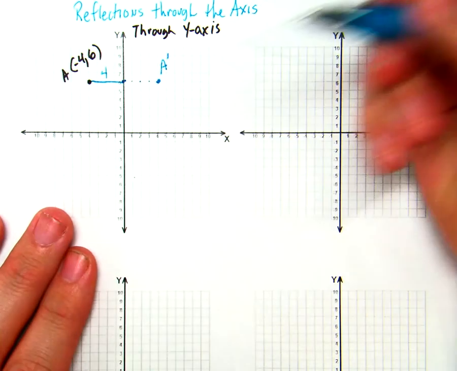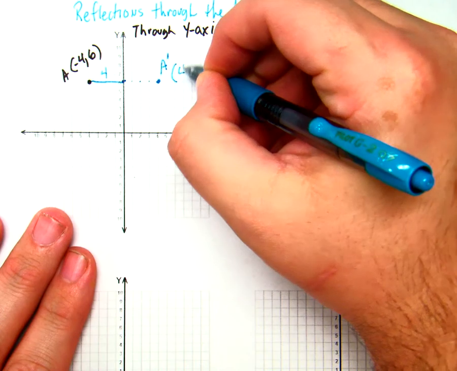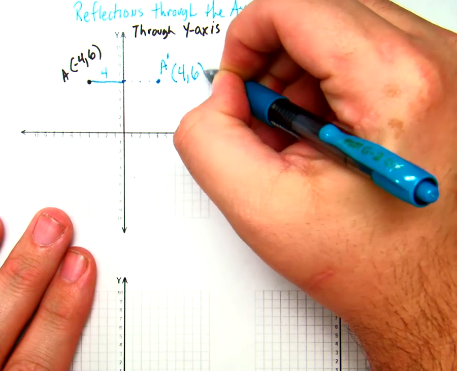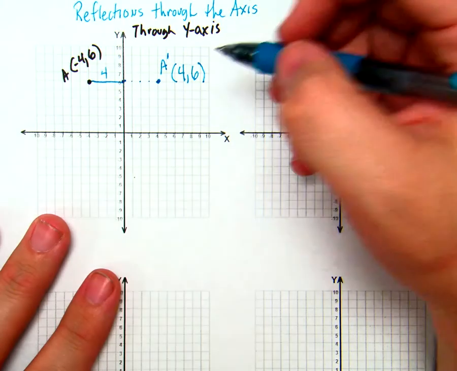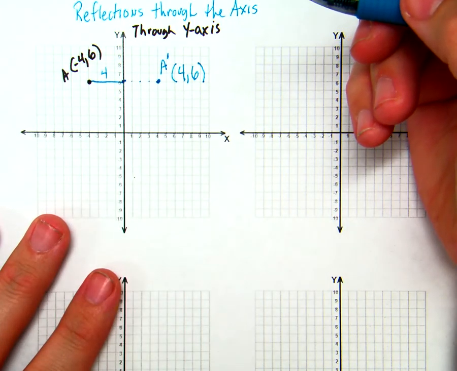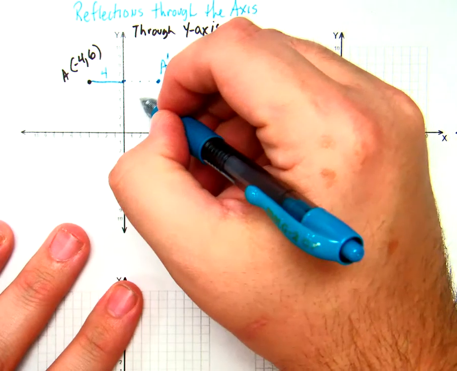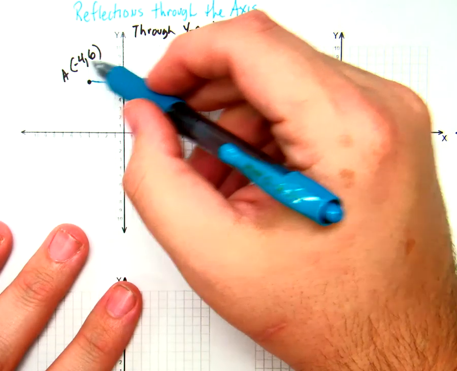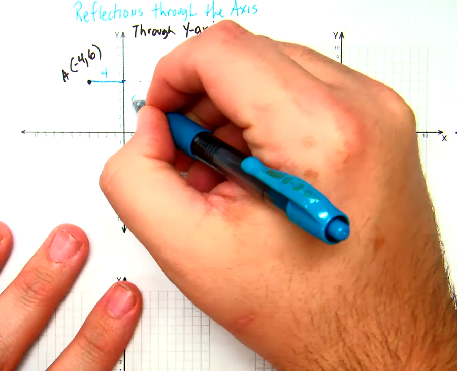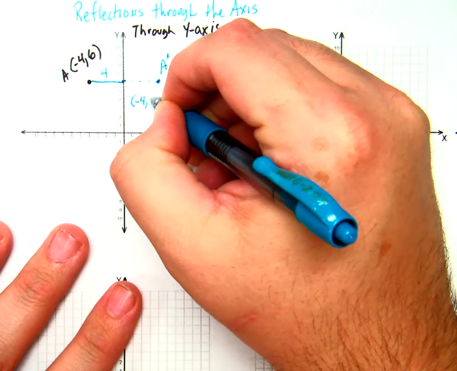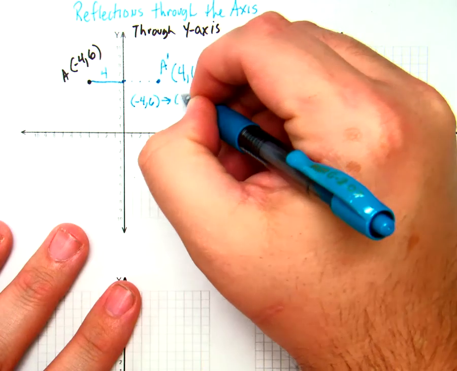Now, what are the coordinates for A prime? Did any of the coordinates change? Yeah, from negative to positive. So I went from -4, 6 to 4, 6. So we kind of write this like this. When we do a transformation, we went from -4, 6, and then we do an arrow to 4, 6.